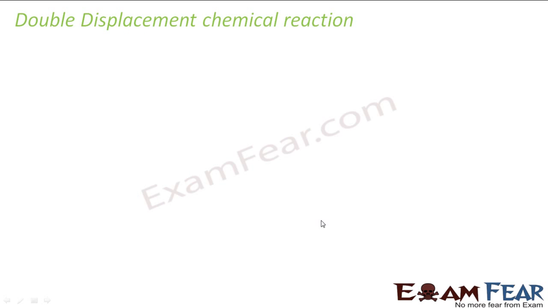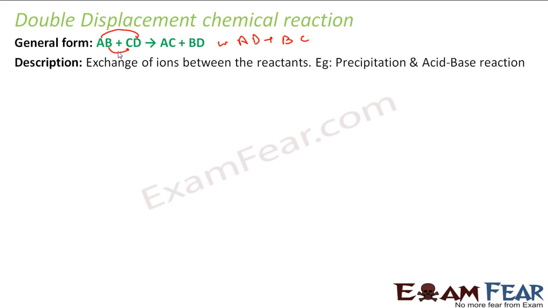So let's understand the double displacement reaction from a chemistry perspective. The formula still holds the same: AB plus CD is equal to AC plus BD, or it can be the other way around, AD plus BC, where this guy pairs with this guy. Any of these is fine. Here the exchange of ions happens. Examples are precipitation and acid-base reactions. We'll explain what these reactions are later.